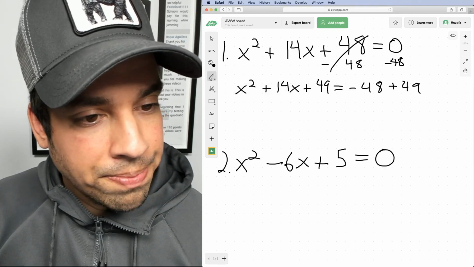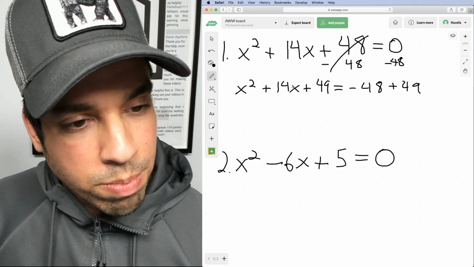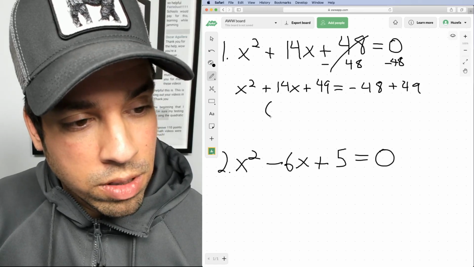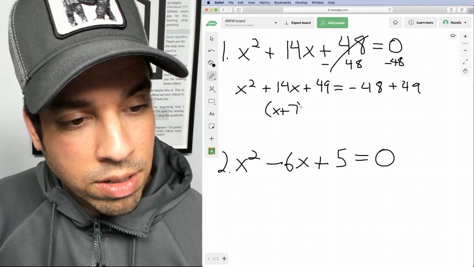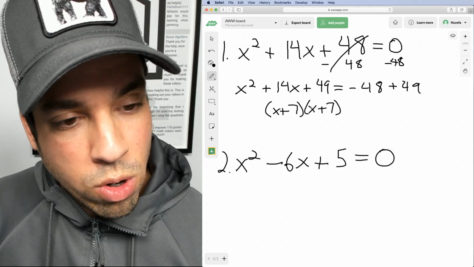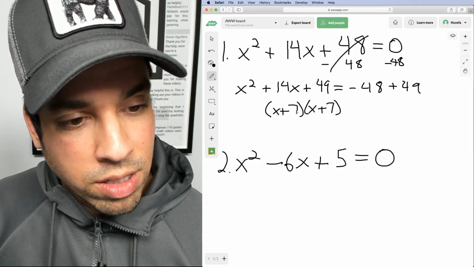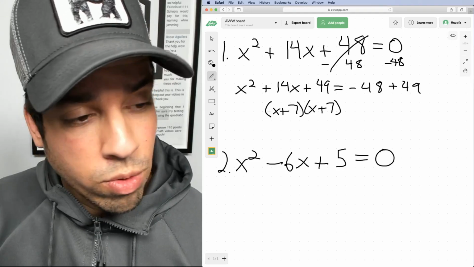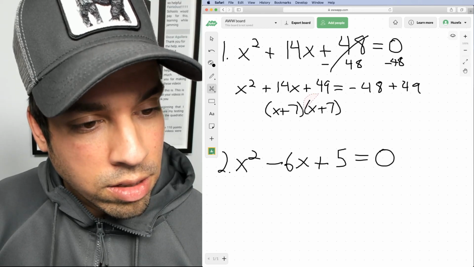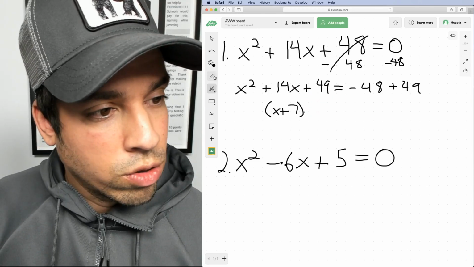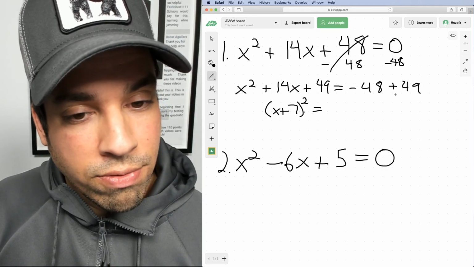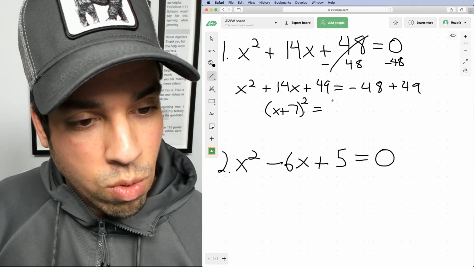So now I've done that. Have I created a perfect square? Yes, I have. Now I can factor this really nicely. This just becomes x plus 7 times x plus 7. If I were to FOIL this out, it would become x squared plus 7x plus 7x, which is 14x, plus 49. So we know we've done that nicely, but I don't have to write it like this, since it's a perfect square. It's really x plus 7 squared equals negative 48 plus 49, which is, of course, 1.